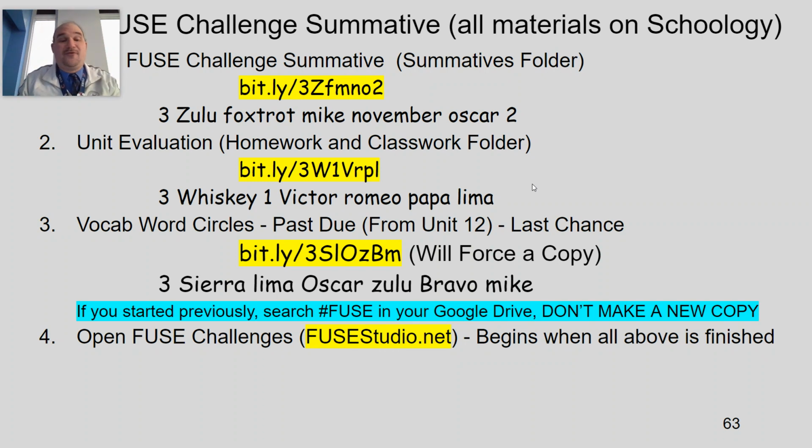Then the unit evaluation just kind of lets me know anything that you might want to give me feedback on. And if you never did vocab word circles, I'm giving you one last final chance to go back to that Unit 12 word circles. You'll have to click the link there. It's not posted on Schoology. You'd have to click the link there on slide 63 or type in the bit.ly. If you started it previously, check for Fuse in your Google Drive. Don't make a new copy. And then you have time to work on Open Fuse challenges. You can begin that when everything else is complete.